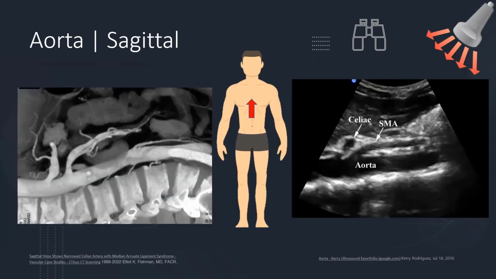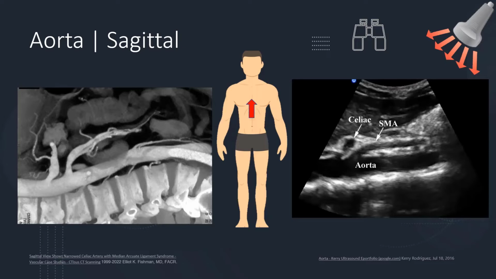So going into normal views, first we want to obtain the sagittal view. Here on the left, I included an image of a CTA, which shows the celiac artery here as well as the SMA taking off and going down. You can see right about here is where the bifurcation of the aorta is. And then here is the corresponding ultrasound image on the right with the celiac trunk at the top and the SMA down below.